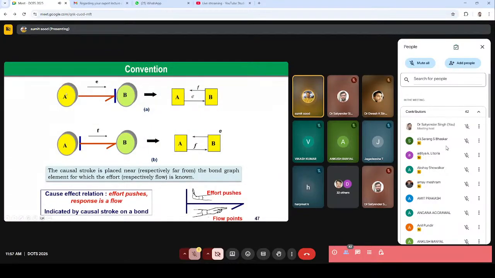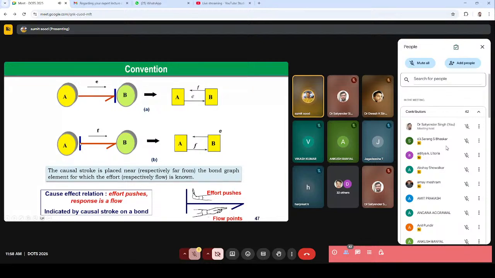In this case, for example, if we take two systems A and B, and there is power being transferred from A to B, and we mark this line here, this is called the stroke or causal stroke. So this represents that A is imparting the effect on B. In turn, it will receive the flow. So in this case, the effort is considered as the cause, and the flow is considered as the effect. It could be the other way.